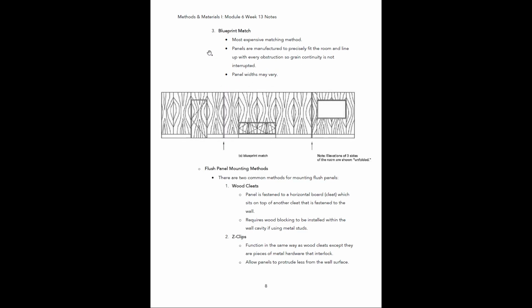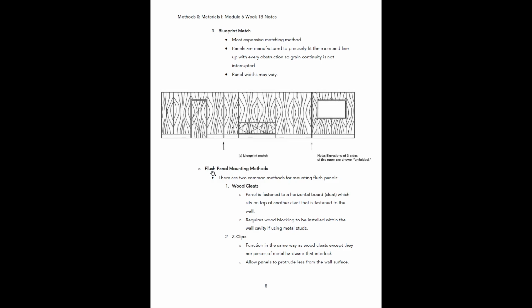And then the last one, this is going to be the most expensive one. This is known as a blueprint match. This is where you have a high level of planning going into this, and all the panels are manufactured to precisely fit within the room and line up with every obstruction. So doing it this way, you're going to have no loss in continuity within the grain pattern. And also the panel widths may vary, just like the previous method. So this one's going to be pretty expensive to do, but in really high-end applications, this may be the most desirable method to use.